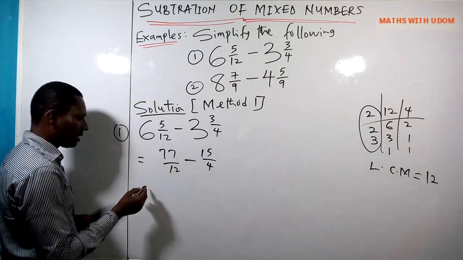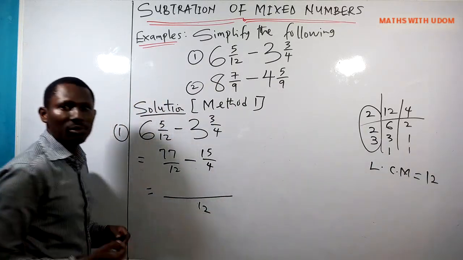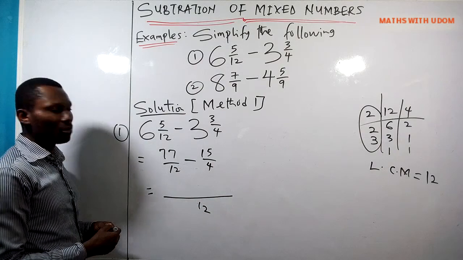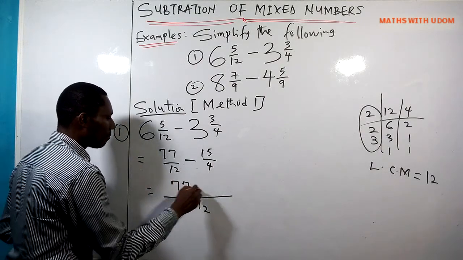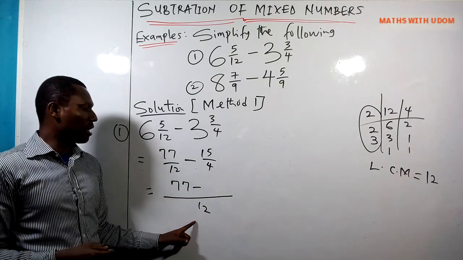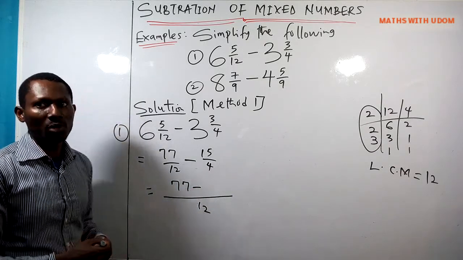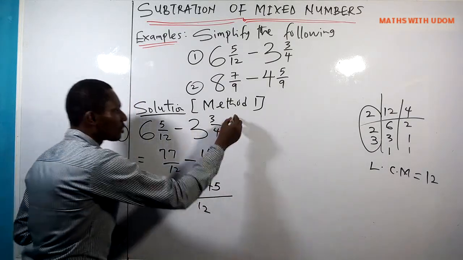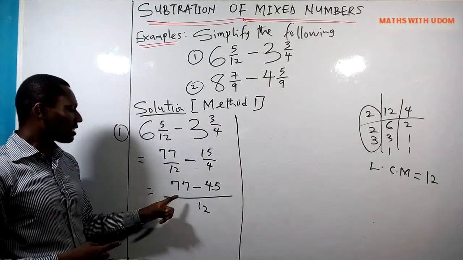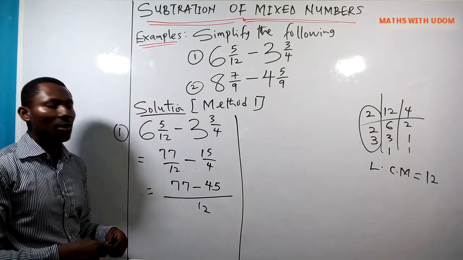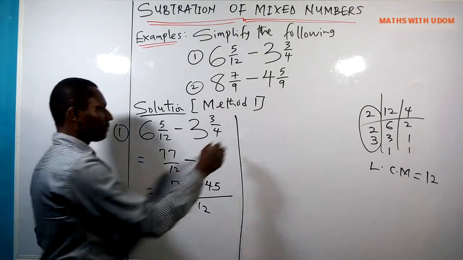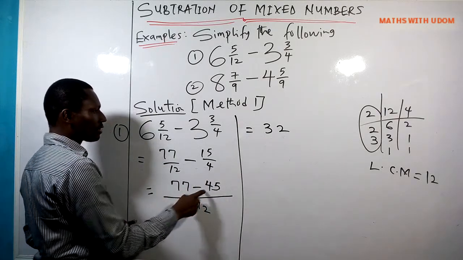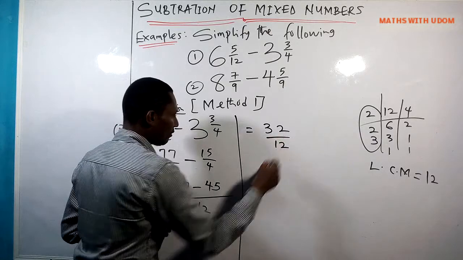Then we'll come to this side and write the division line. We'll write 12. How many 12 can go in 12? 1. 1 times 77 is still 77. Minus. How many 4 can go in 12? 3. 3 times 15 will give us 45. The next thing is for us to subtract the numerators. What is 77 take away 45? That will give us 32, divided by 12.